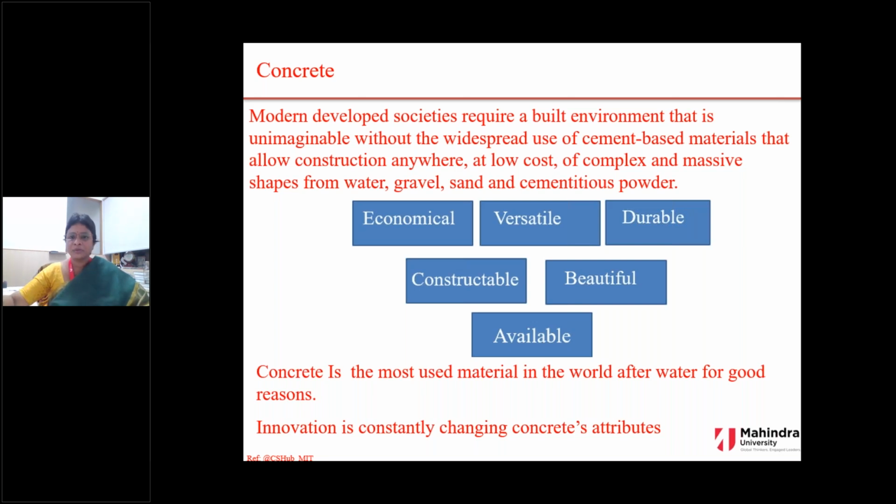Because of that, there are many innovations coming up in concrete, and it's changing the concrete attributes. Earlier, maybe in the 50s or 60s, it was a four-constituent concrete, made up of only four constituents, but now we can't imagine a concrete without six to seven constituents. That's how the concrete attributes have been changing.